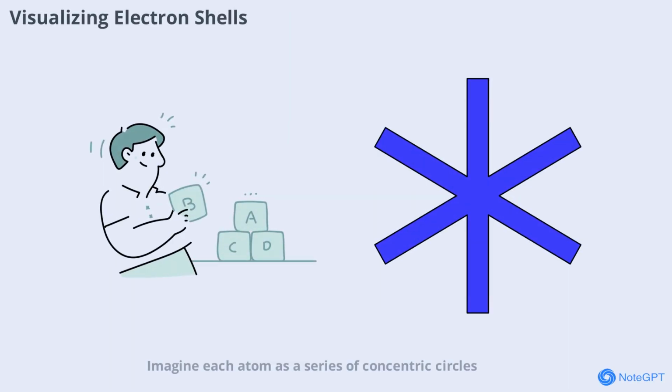Imagine each atom as a series of concentric circles, with each circle representing an electron shell. As you move down the table, more circles are added, making the atom larger. This simple visual can help you remember why atomic size increases down a group and how electron configuration shapes trends.